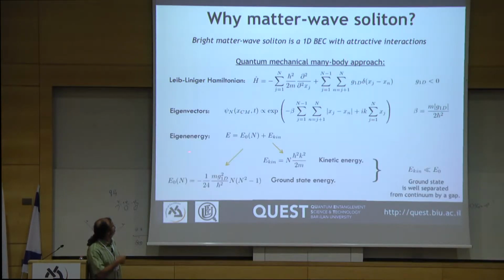But if you look at the structure of the eigenenergy, there are two parts. One is the kinetic energy of our object, which is the center-of-mass coordinate. And this is the internal binding energy of the object. The interplay between these two energy scales will give you the crossing point between the classical world and the quantum world.